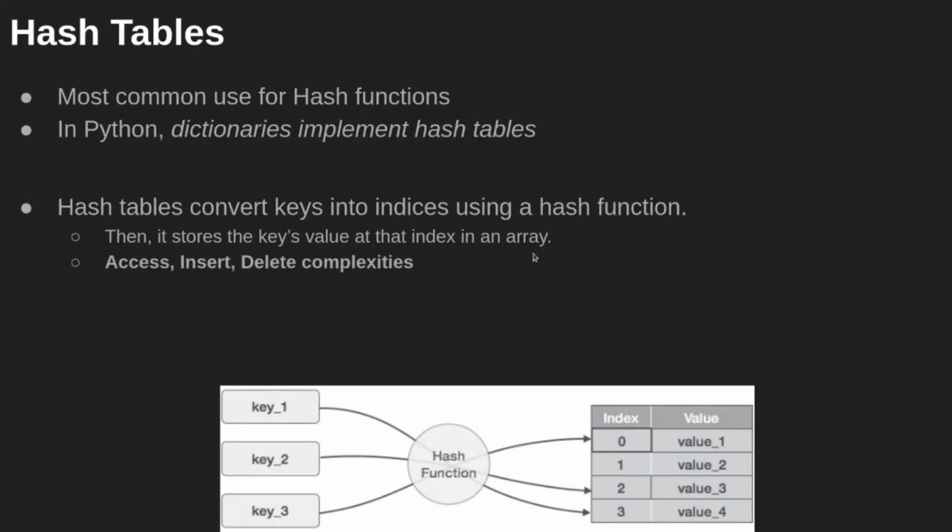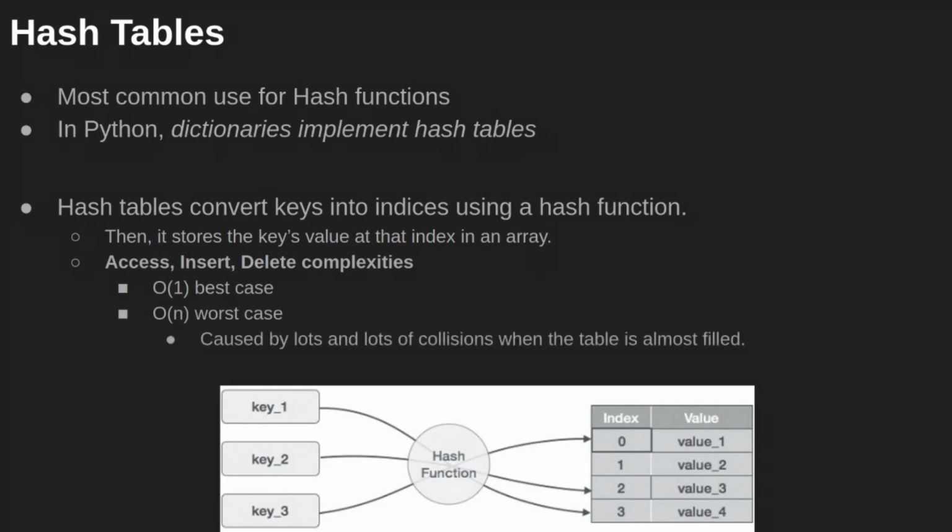So the access, insert, and delete complexities of a hash table is O of 1 best case, which is why they're so awesome. I use them all the time. And their worst case is O of n, actually. And this is caused when there are lots and lots of collisions, when a table is almost filled. And when there's a collision in a hash table, what they usually do is that they just look for the next available space to place a key value pair.